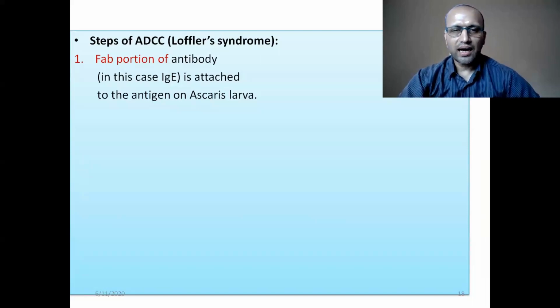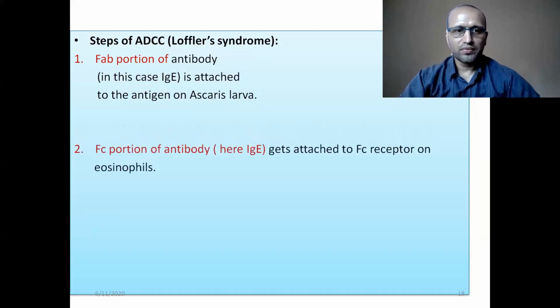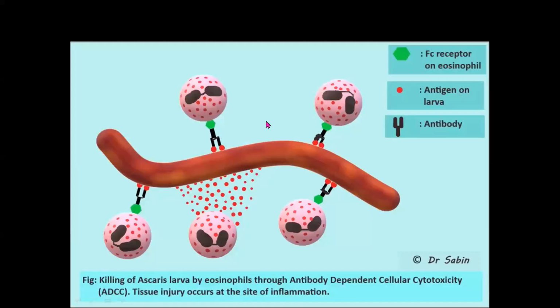IgE antibodies are synthesized against the Ascaris larva antigens. The Fab portion of antibody binds with the antigen on the surface of the Ascaris larva. Fc portion of antibody binds with the Fc receptor on the surface of the eosinophils. This is larva of Ascaris lumbricoides. These red dots represent antigens on the surface of the larva. IgE antibodies are synthesized against these antigens.